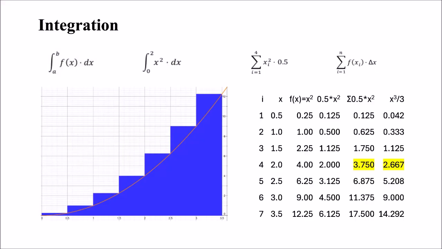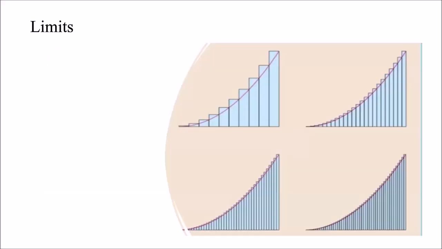Thanks to Newton and Leibniz, we now know the integral of x squared from 0 to any number x is x cubed divided by 3, so we can read off the exact value 2.667 from column 6. Our approximation is not great. The main issue is that the rectangles are too wide. To better follow the curve, we need to use thinner, therefore more rectangles, like these.